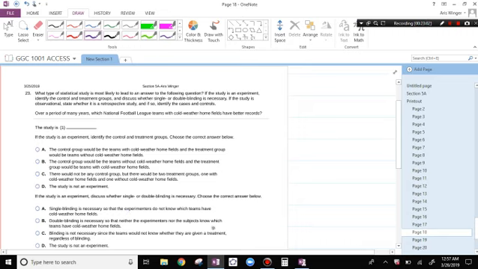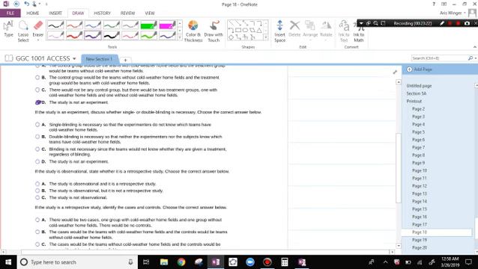What type of statistical study is most likely to lead to an answer to the following question? Over a period of many years, which National Football League teams with cold weather home fields have better records? Here you're just observing. The study is not an experiment. It's an observational study. And it looks like we're looking over the past years, so that's a retrospective study.